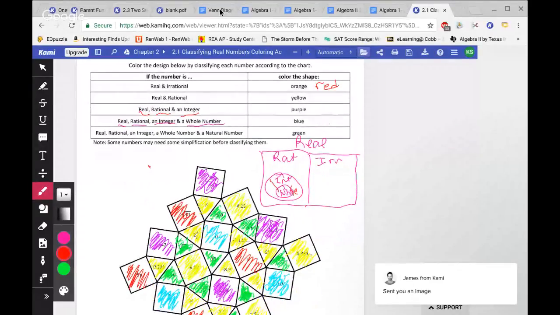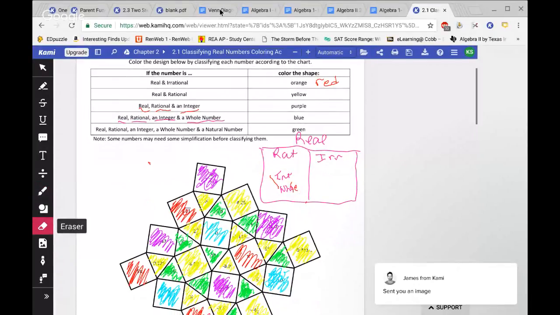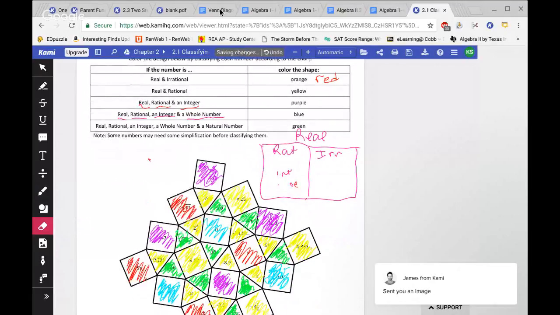Okay. Now that we have that worked out and why they all look like that, let's talk a little bit about each individual number. So let me erase some that I've already written.